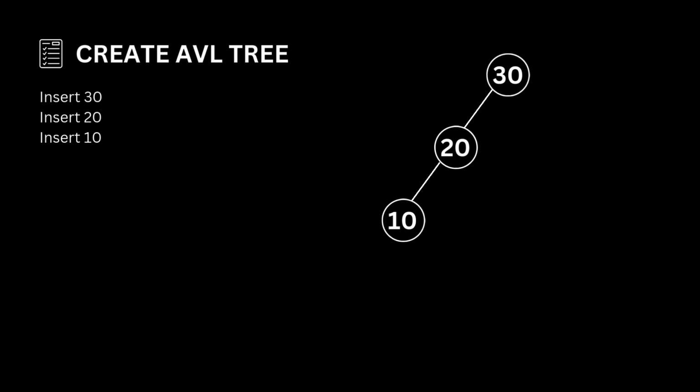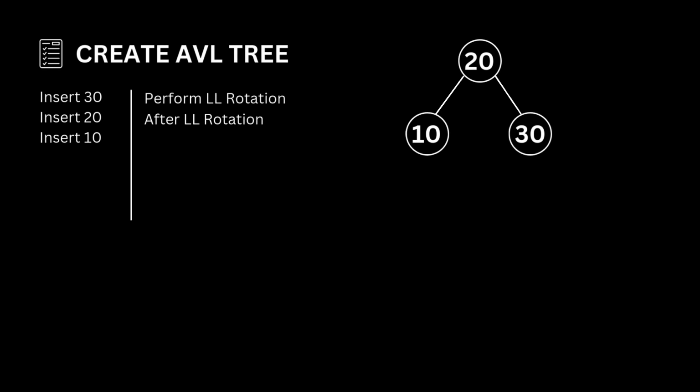At this point, the balance factor for node 30 becomes 2, that is left heavy, indicating an imbalance. Now we perform an LL rotation. After LL rotation, the tree becomes like this.